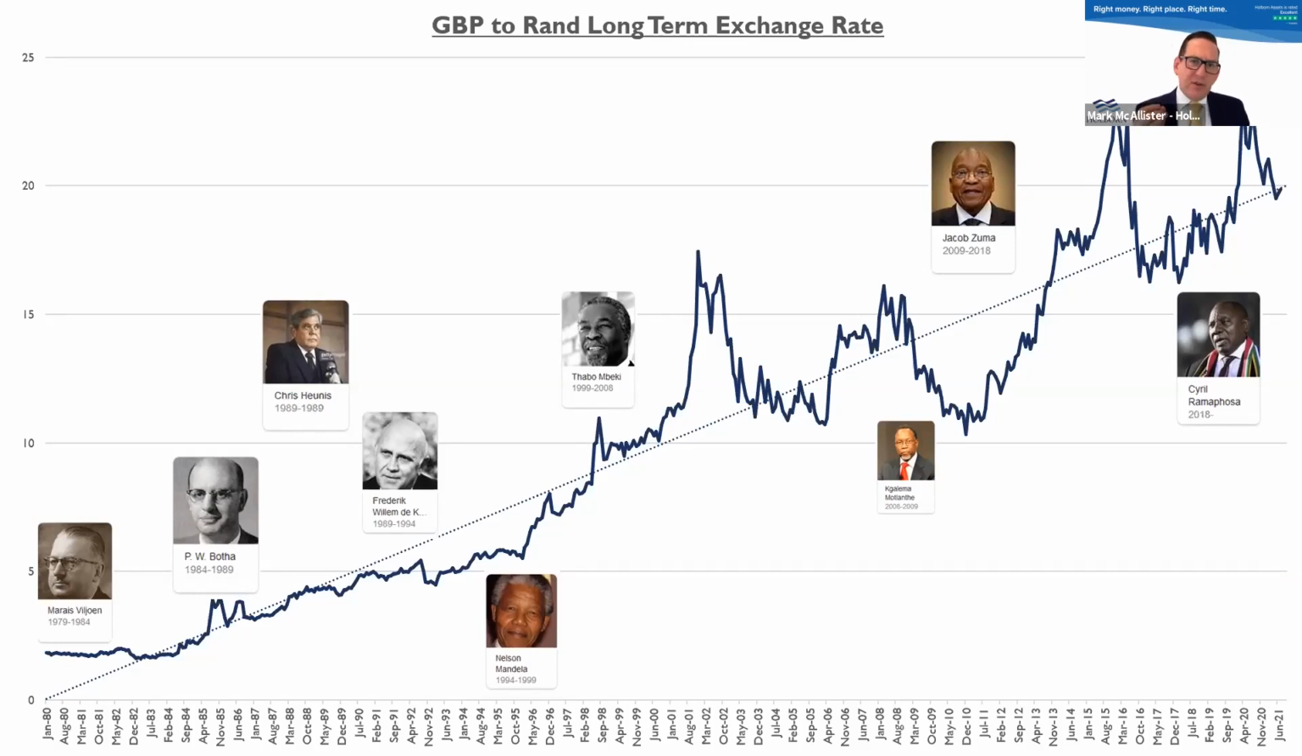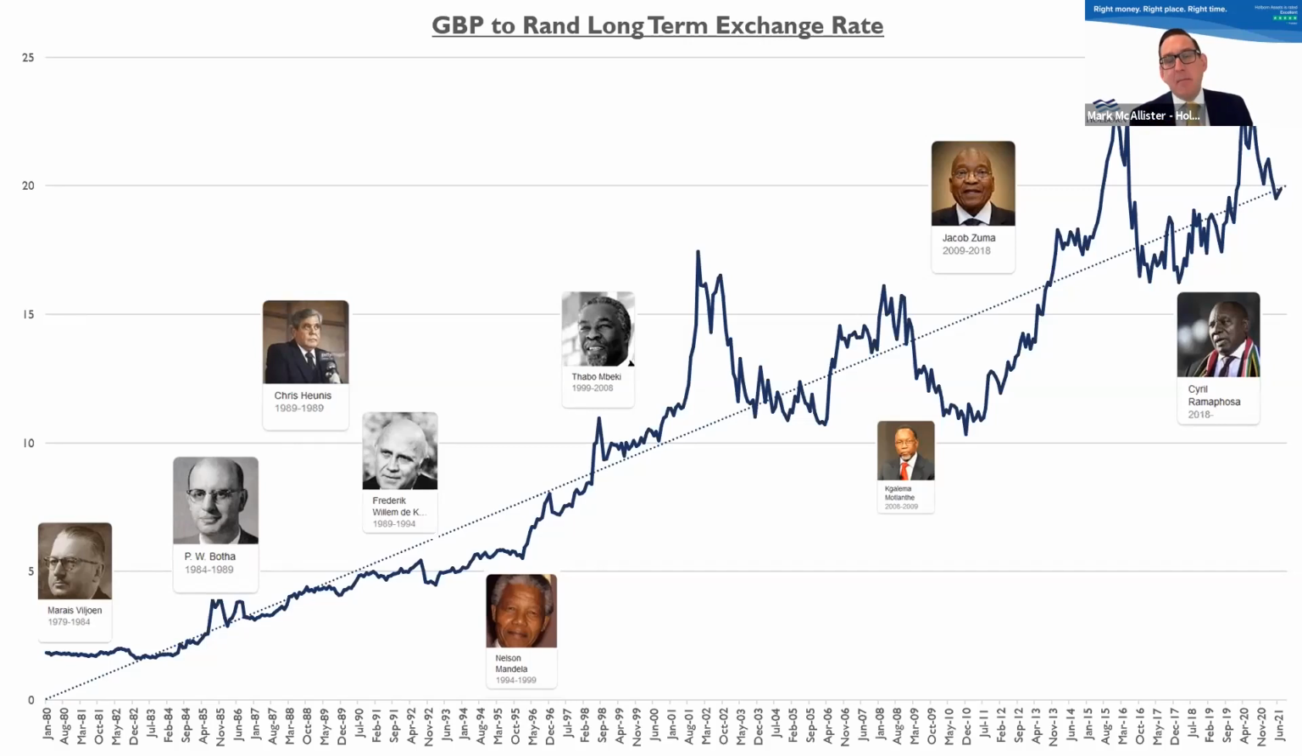So let's put that in real world numbers. If you bought £1 million worth of rand in 1980, you would have got £540,000. And in 2020, today now, at current exchange rates, £1 million will get you £48,000. So let that just sink in for a bit.